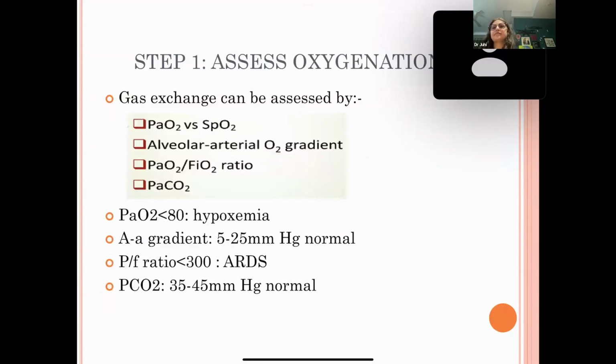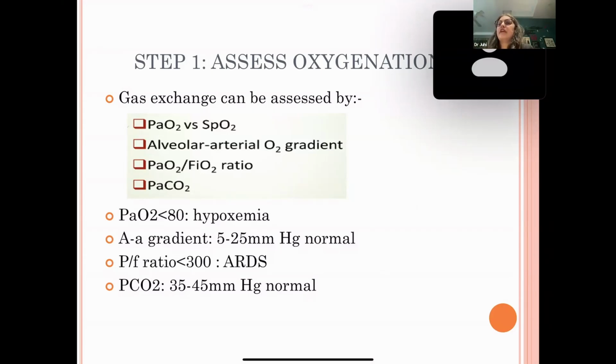Okay. So, beginning, first step, we'll assess the oxygenation. Oxygenation or gas exchange can be assessed by various things on the ABG: PO2 levels, SO2 levels, alveolar arterial gradient. This you have to calculate. I'm not going into the details. It requires an alveolar gas equation. It's a very big topic in itself. So I'm not going to complete the topic. I'm just putting it in your heads, the alveolar arterial oxygen gradient.